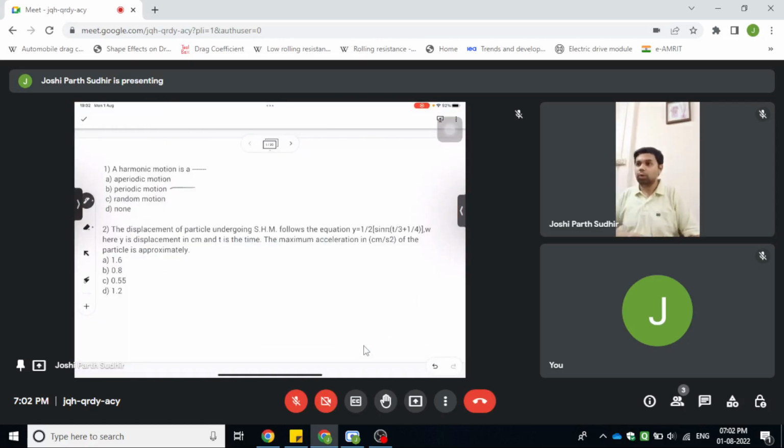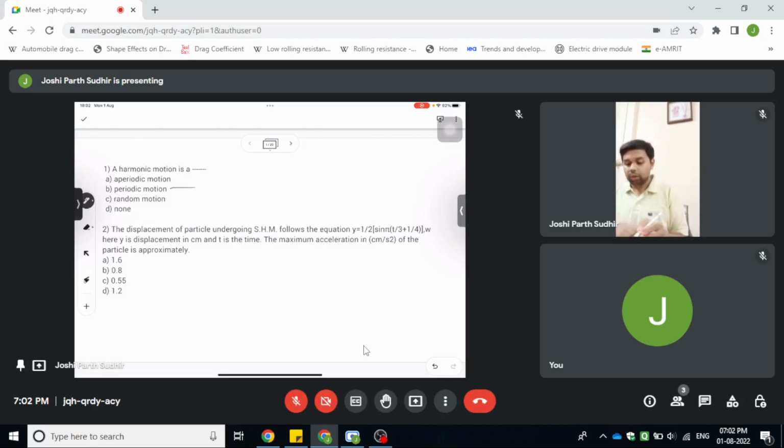There was some problem with my screen sharing, but it has come up again. So the second problem is basically the displacement of a particle undergoing simple harmonic motion follows the equation y is equal to 1 by 2 sine pi t by 3 plus 1/4, where y is the displacement in centimeters and t is the time. In the problem, the maximum acceleration of the particle has been asked. So now how do we solve this problem?